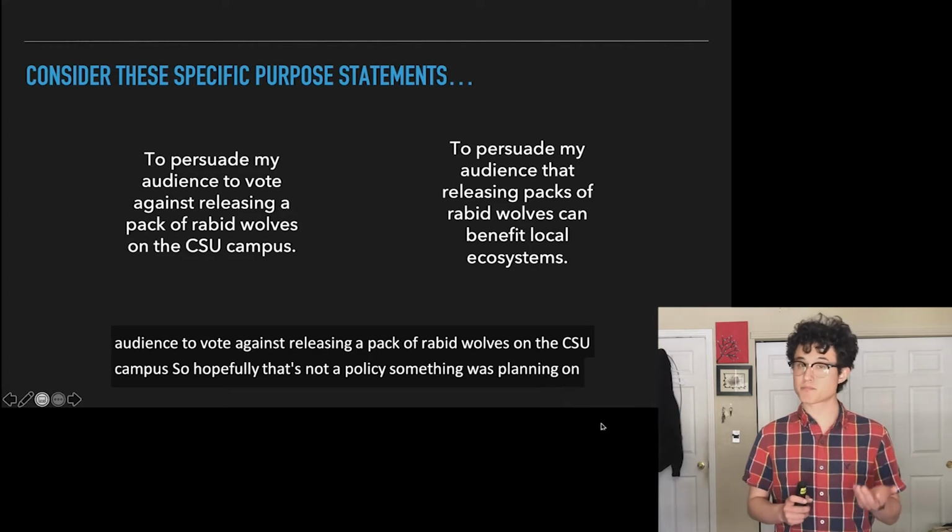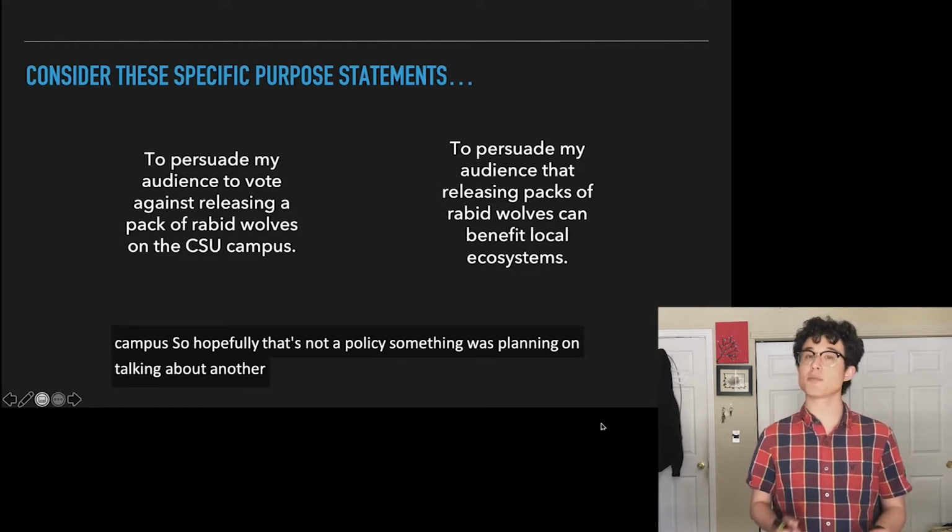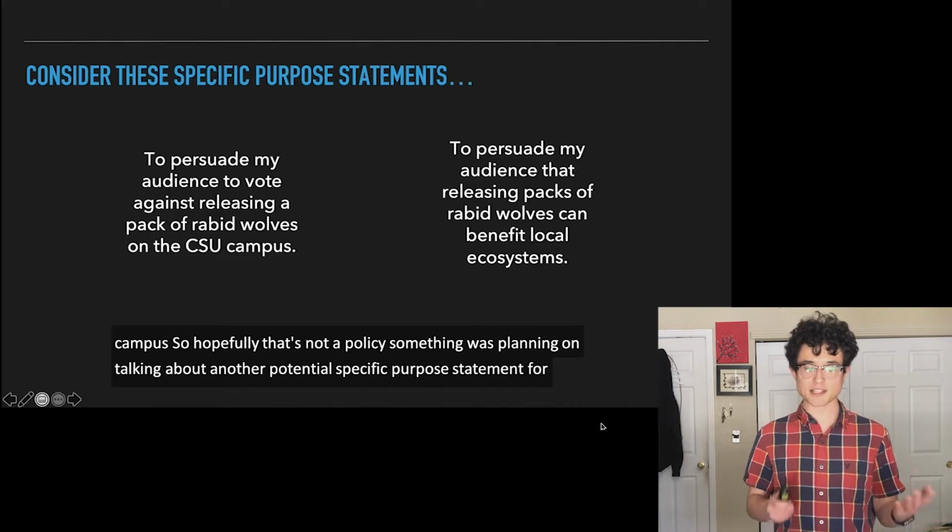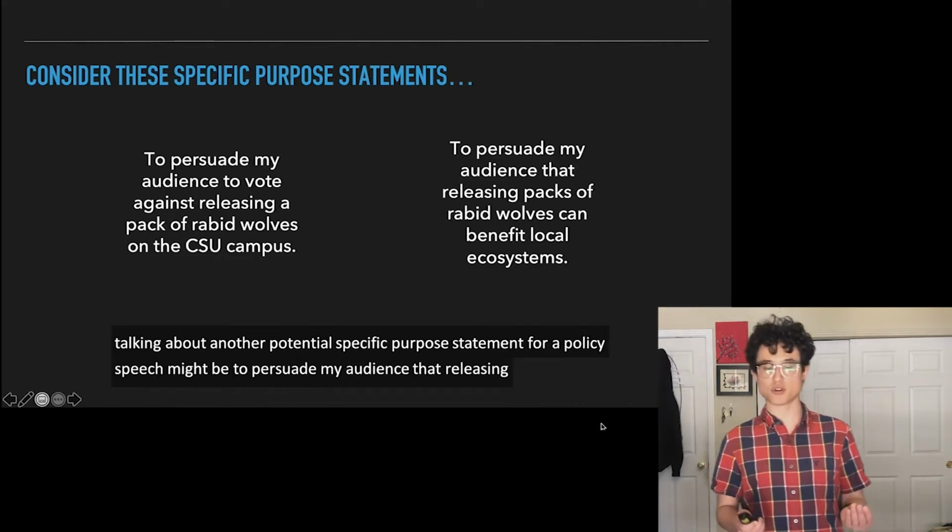And another potential specific purpose statement for a policy speech might be to persuade my audience that releasing packs of rabid wolves can benefit local ecosystems.